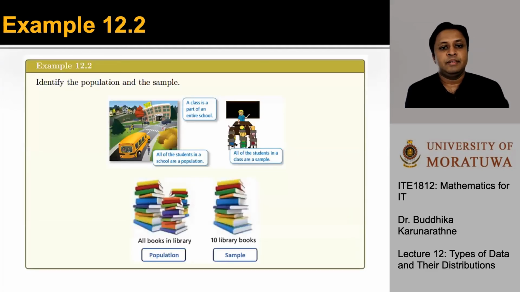Some examples here, to understand the population and the sample. Take, for example, all the students in a school, that can be the population, and you take a specific class, that can be a sample of the total population. Similarly, all the books in a library can be the population. And then if you select a certain number of books, let's say 10 books, that can be the sample. So these are some examples.